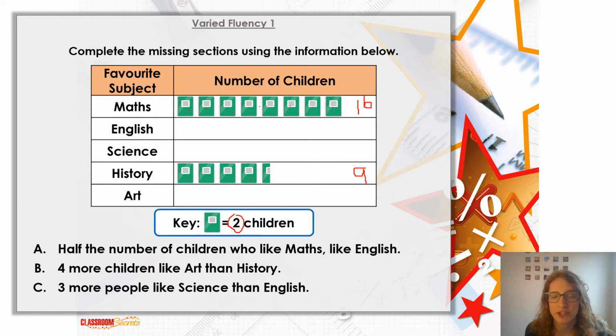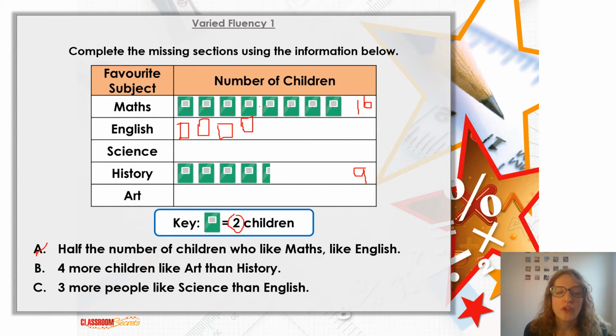Now that we've got that information, we can look at the clues below. A: half the number of children who like maths like English. We know that there are 16 children who like maths. So how many like English? Half of 16 is 8. Am I going to draw 8 books? No, because they are worth 2 each. So 2, 4, 6, 8. Excuse my very wobbly drawing there. So we have done that one.